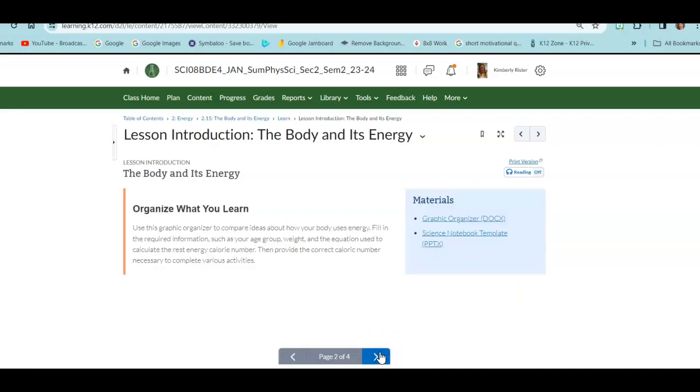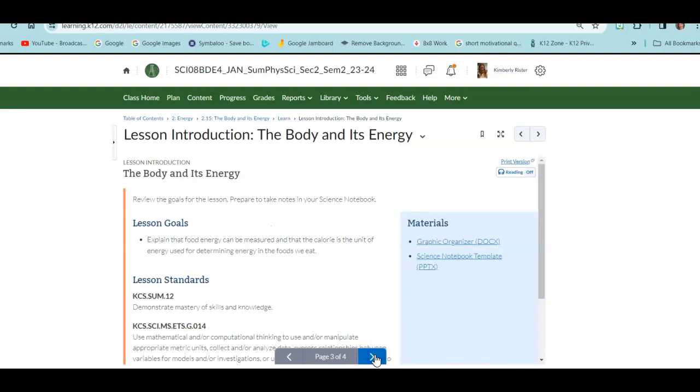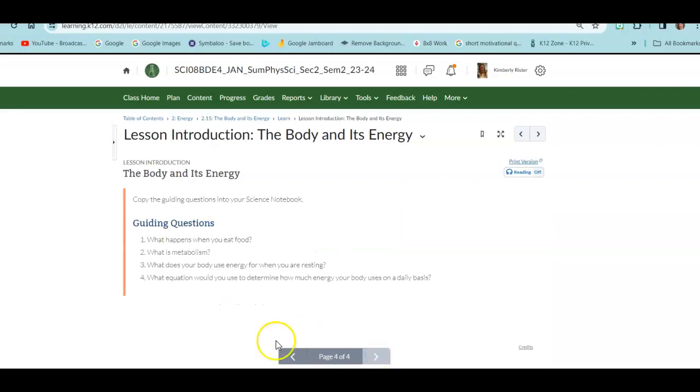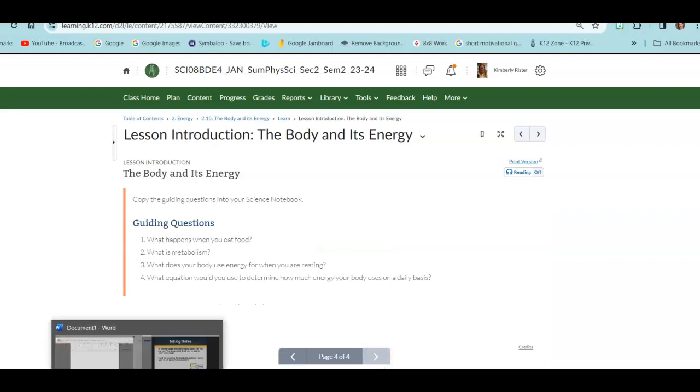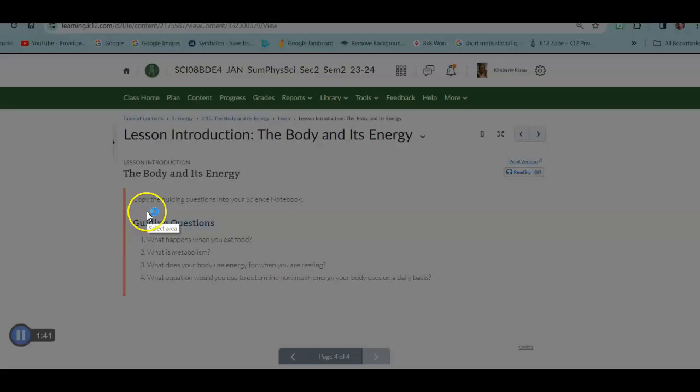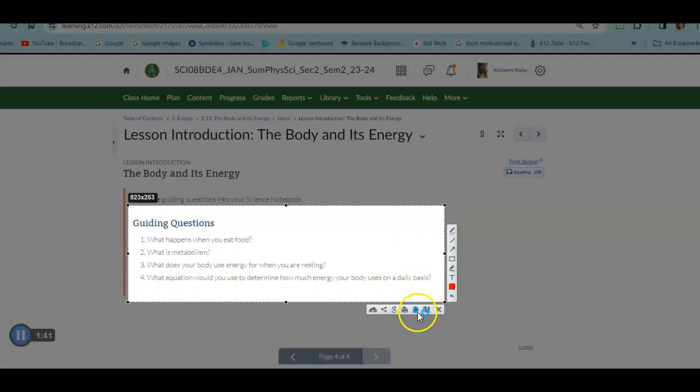There's a graphic organizer in this lesson. I always encourage you to open those up, complete them, you can add them to your notes. They are very helpful. This one is comparing the idea about how your body uses energy. And so you just fill in the age group, weight, and equation used to calculate the rest energy calorie number. And then that's similar to what you'll be doing in the notebook activity. And as we get to the guiding questions, I'll just take a quick screenshot of these so we can answer them as we go along.